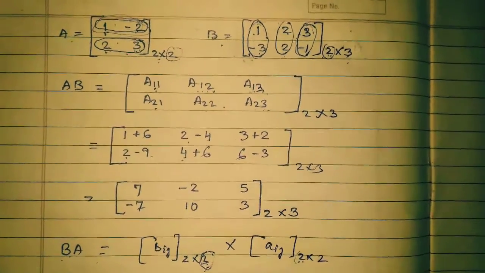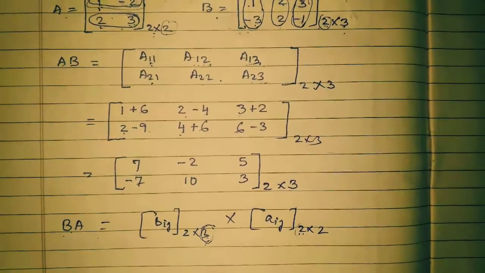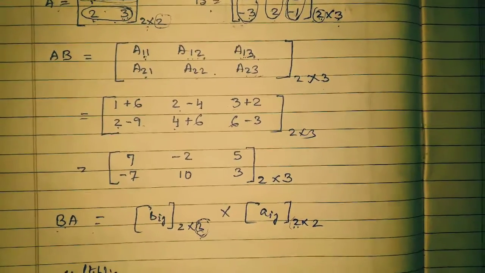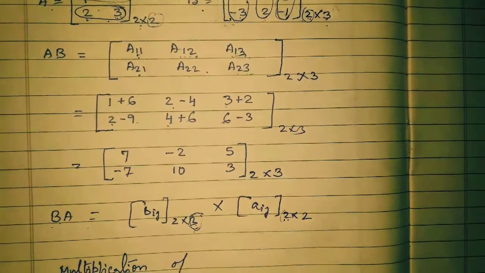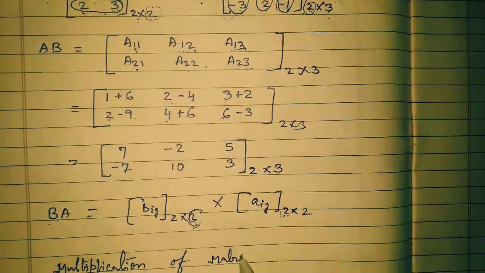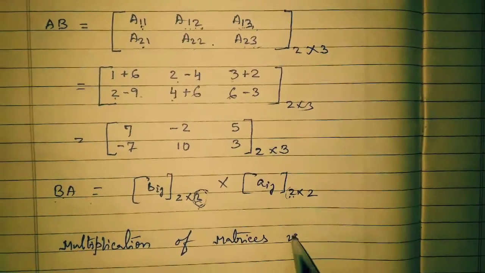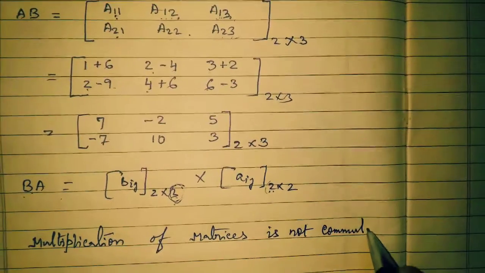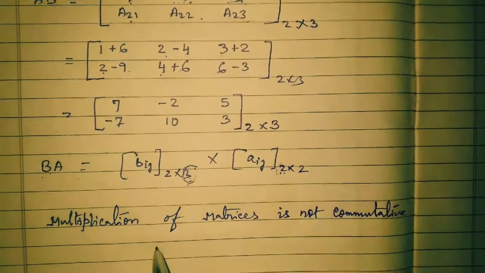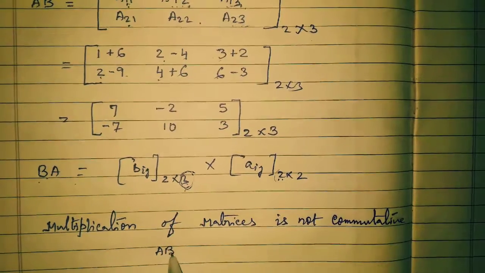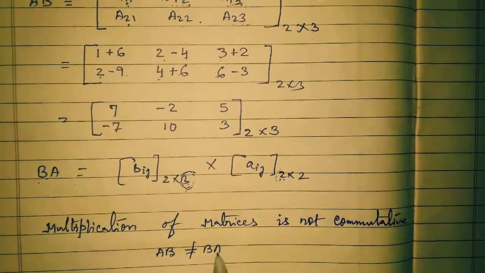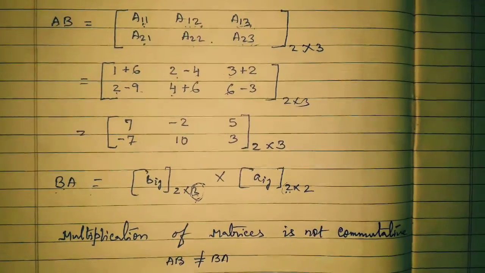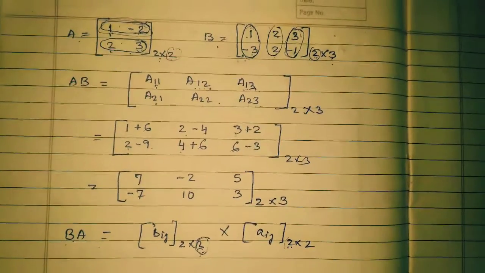So this property shows that the multiplication of matrices is not commutative. As we know, AB is not equal to BA. Clear? So that is why this property shows that it is not commutative. This is one property of matrices also.